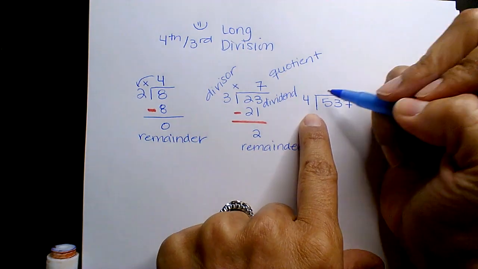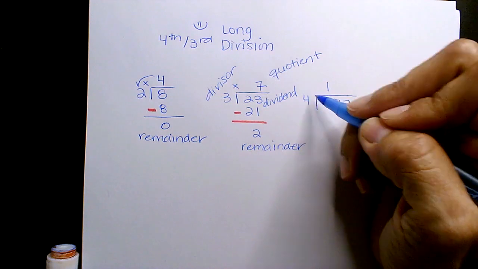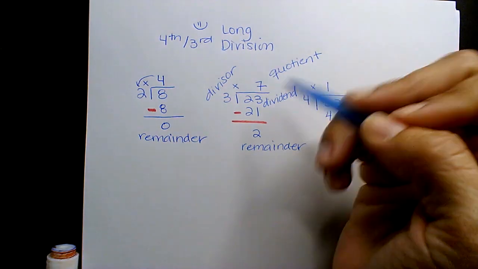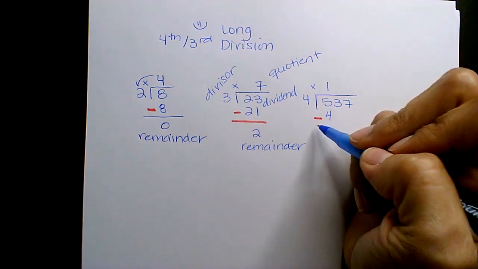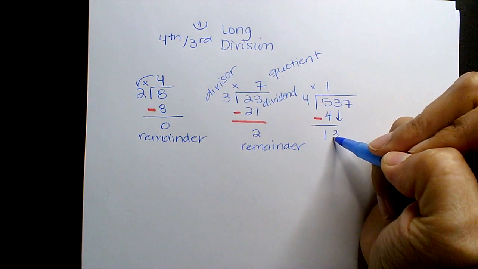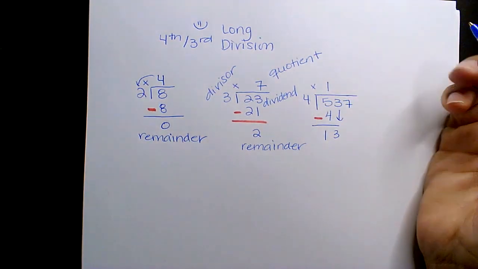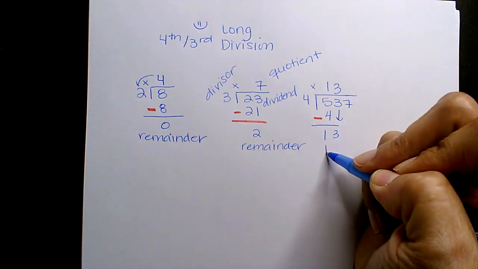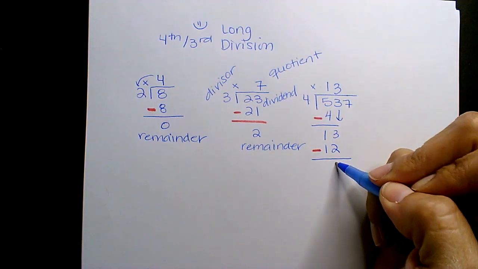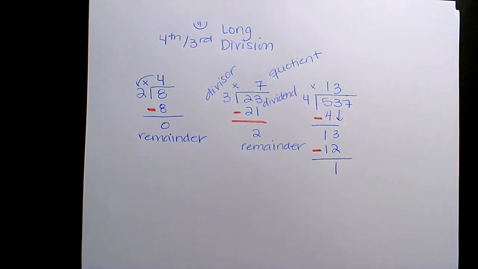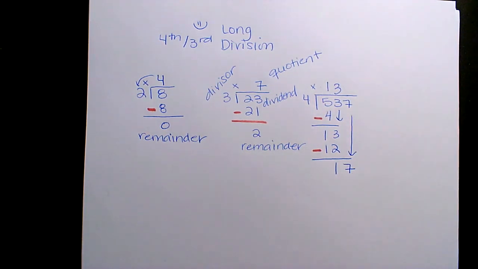So then here, does 4 divide into 5? Yes, once, right? So 1 times 4 is 4, right? Remember, you're always multiplying. And then you come in with a subtraction. 5 minus 4 is 1. I carry down the 3, right? How many times does 4 go into 13? 3, because that's 12. And then come in with the subtraction, right? 1. Bring down the 7. Yes?